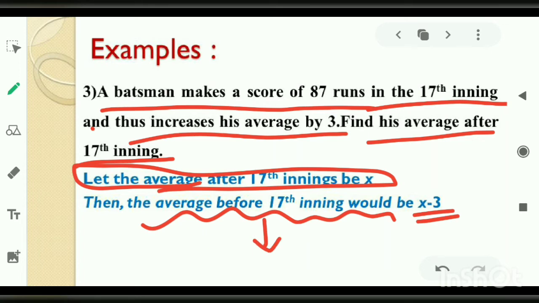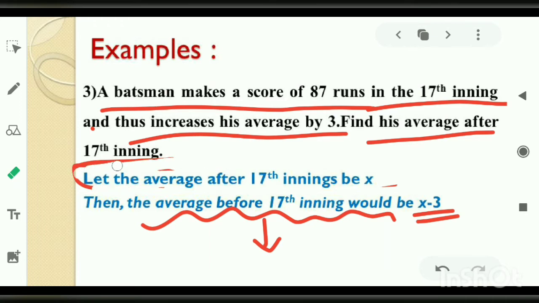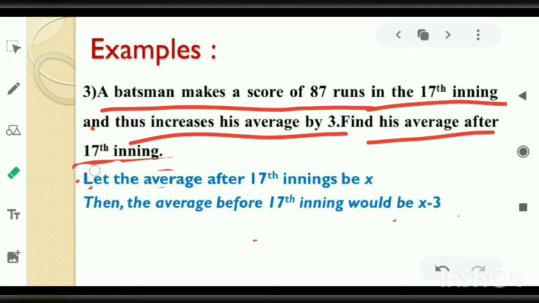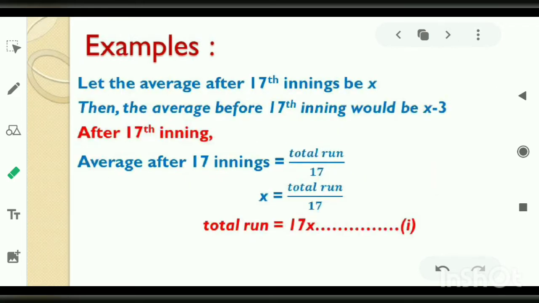So this can also be termed as the average after the 16th inning, right? Good. Okay, let's make it clear. We have assumed the average after the 17th inning as X, whereas the average after the 16th inning is X minus 3. Okay, what are the values we know? We know the runs scored by the batsman in the 17th inning as 87 runs.